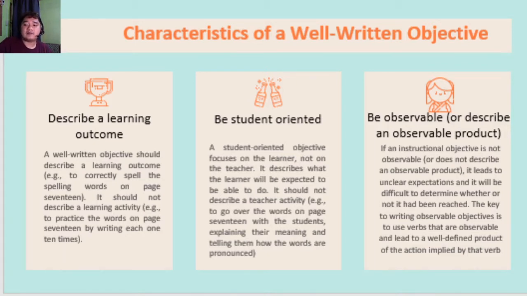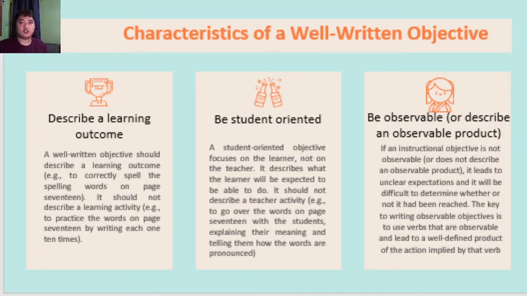Lastly, it must be observable or describe an observable product. If an instructional objective is not observable or does not describe an observable product, it leads to unclear expectations, and it will be difficult to determine whether or not it has been reached. The key to writing observable objectives is to use verbs that are observable and lead to a well-defined product of the action implied by that verb.